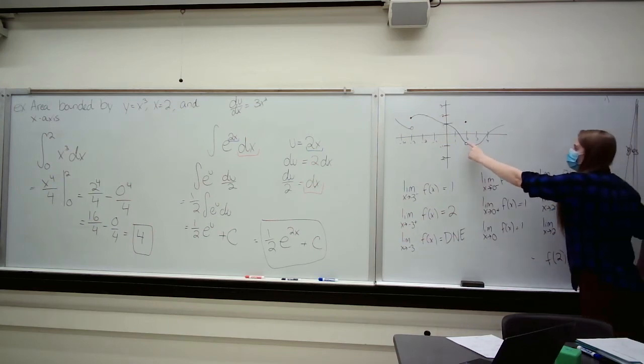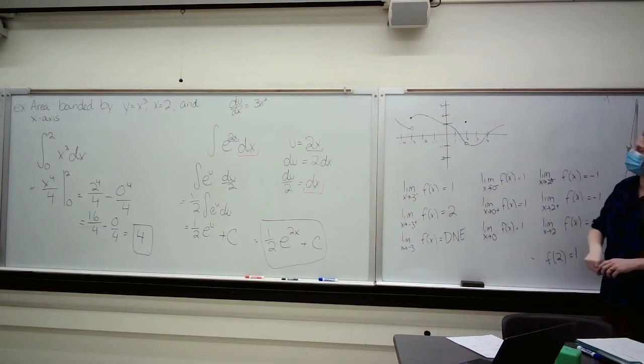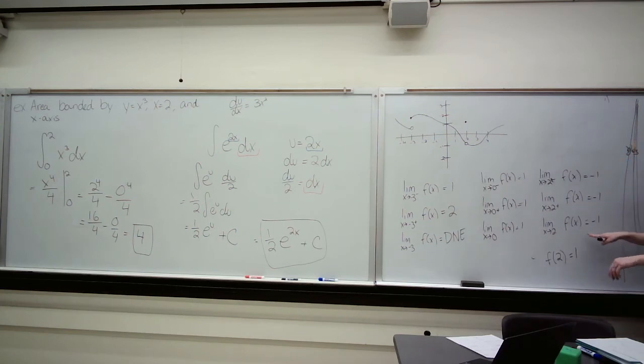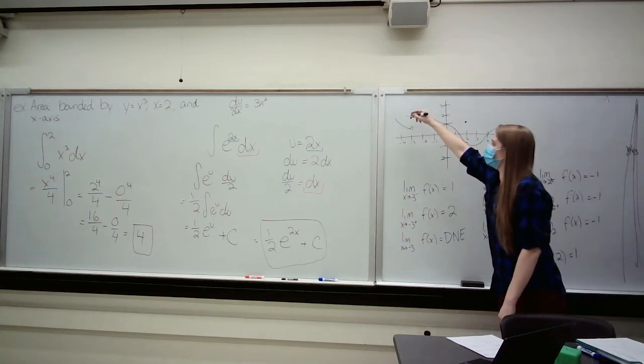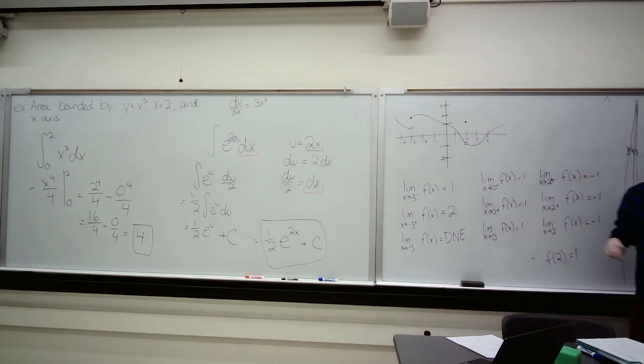Limits don't even care if there is a value even there. But what does care is continuity. So if I were to ask you, is my function continuous at x equals 2, what would the answer be? No, because the limit does not agree with the actual value of the function. So this would not be continuous at x equals 2. And as a check for yourself regarding continuity, remember we talked about how if you have to pick up your pencil at all to make a point, then it's not continuous.